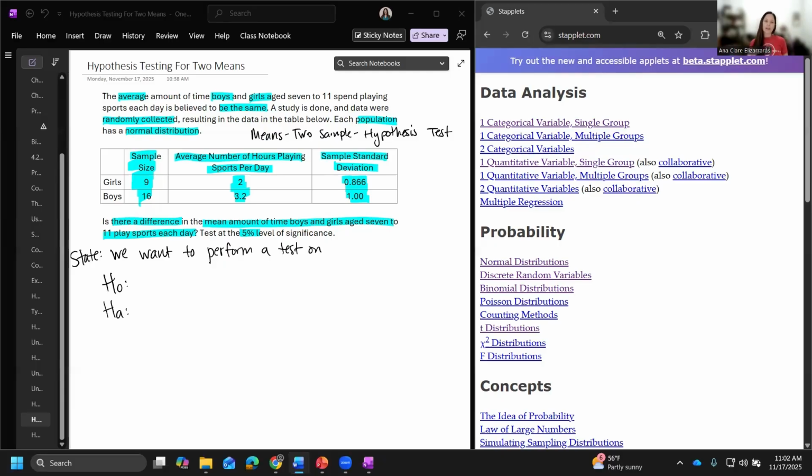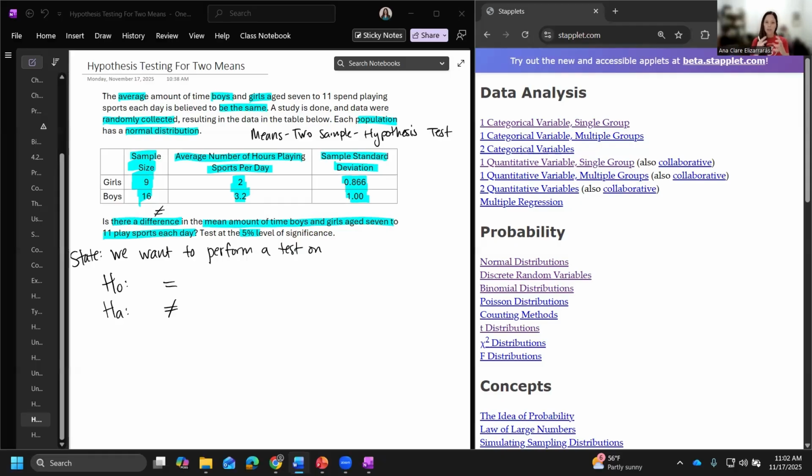The question says, is there a difference? It does not say less than, it does not say greater than, it doesn't say least, greatest, any of those. It says difference. And difference to me is not equal to, which means we always start with our equality and our alternative is going to be a not equal to, which means this is two-tailed. So we can either reject high or low depending on the situation.